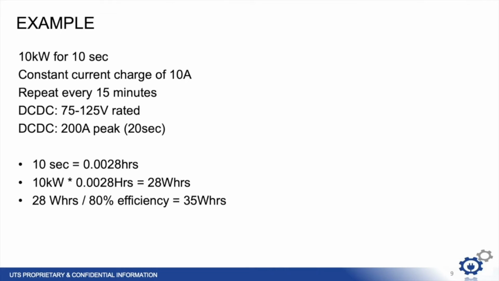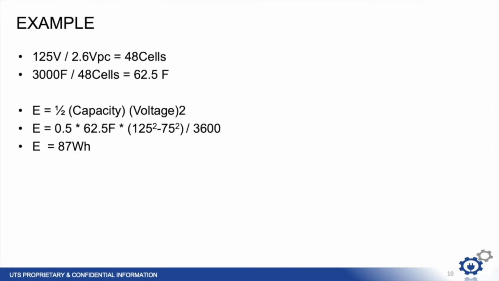If we calculate the energy for that 10-second load and factor in some worst-case efficiency, we find we need about 35 watt-hours. With some back-of-the-napkin calculations using simple energy equations and the cell performance parameters we get from cell manufacturers, we can start to figure out what size module we need.